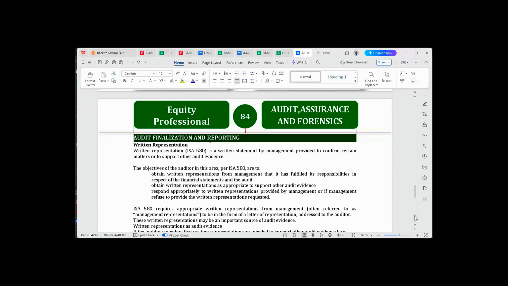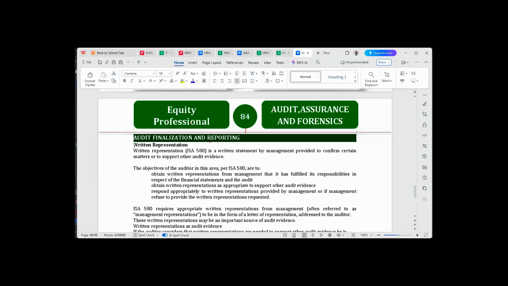When you are performing an audit engagement, you start with what? Planning. You plan the audit. You obtain audit evidence. That's number two. You evaluate and review the audit evidence that you have obtained. And the last stage is what? Reporting. Okay. Now, under reporting, there are some other subtopics you need to look at here. The first one is what?